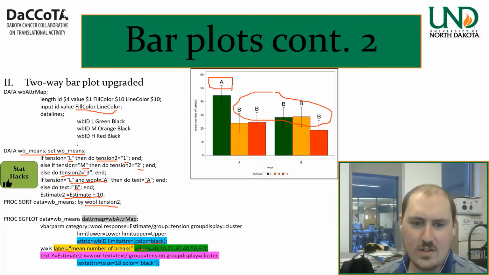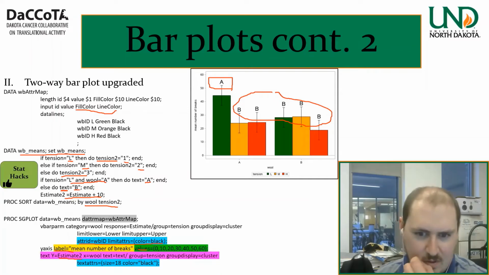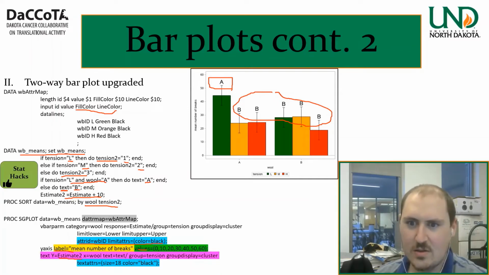And so what I did here is, I made a text variable. It was either A or B depending on the outcome. Now I can do a text here, again at estimate 2, because estimate 2 is estimate plus 10, so it's 10 above the mean. So this was like 45, now this is like 55. And then I can group by tension and display cluster, so above each of these different bars, it gives a very nice little letter. And I can, of course, customize the size, the shape, whatever color.